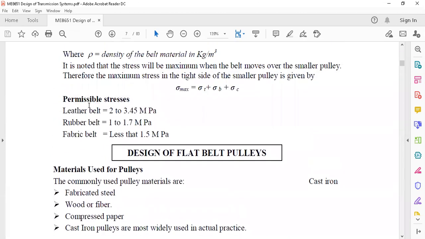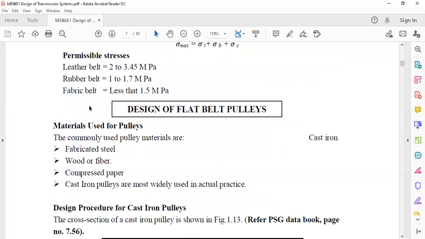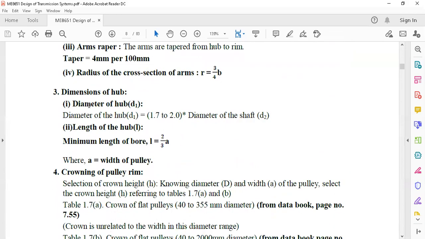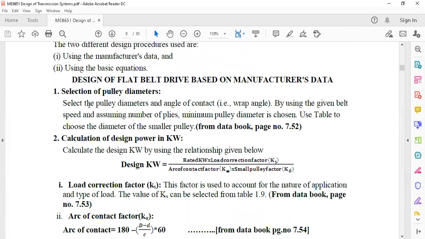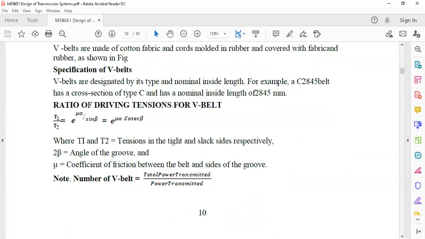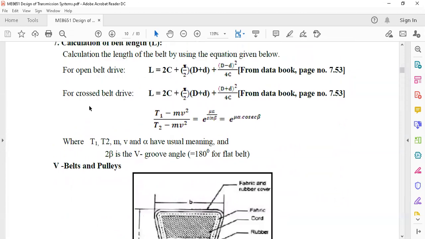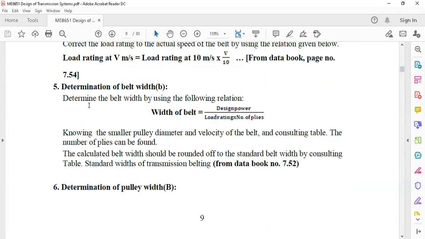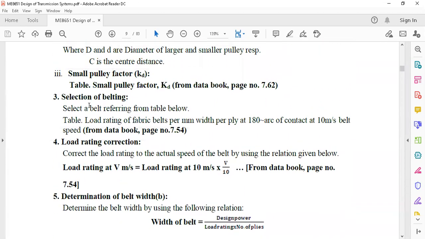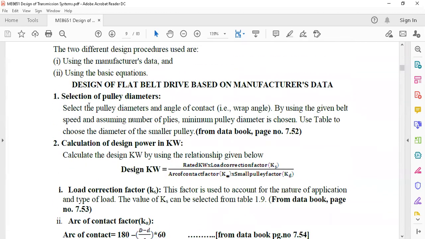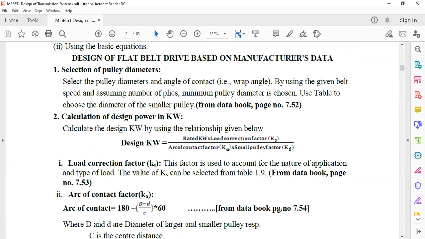Okay, these are the general things for designing of belt drives. And the second one is the flat belt drive, which we have already seen in our previous problems, in the previous videos itself. These are the data we have taken from the design data book.